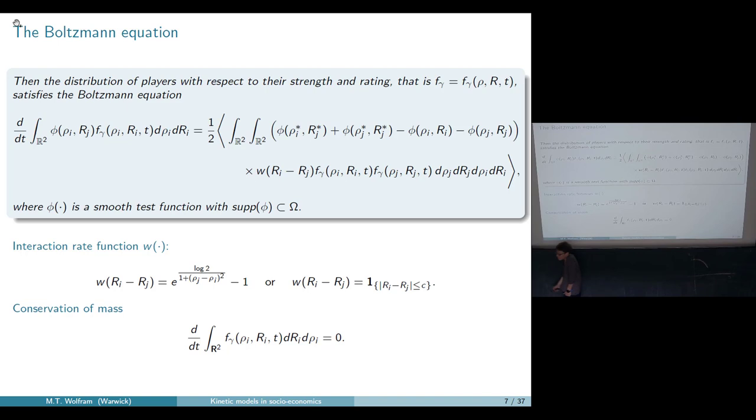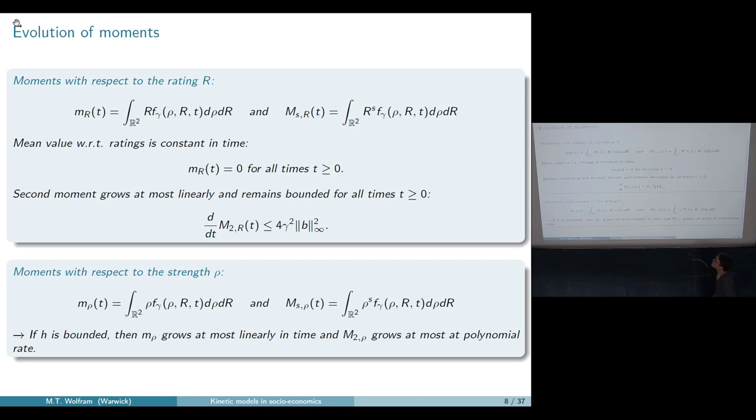Okay. What can we say about this model? First of all, I'm not destroying or creating any players, so you can plug this in and do a little bit of analysis, so a correlation of mass. If we look at the moments, so we define first order and higher order moments, we have two variables: the ratings and the strength.